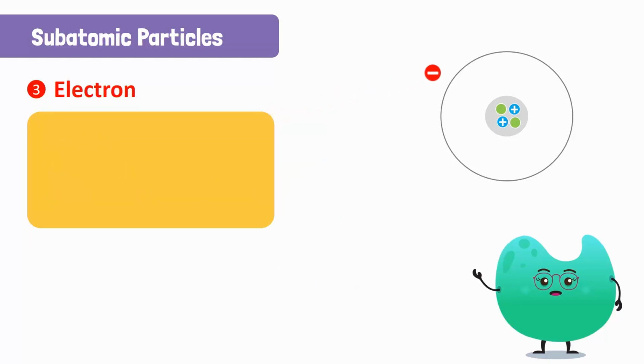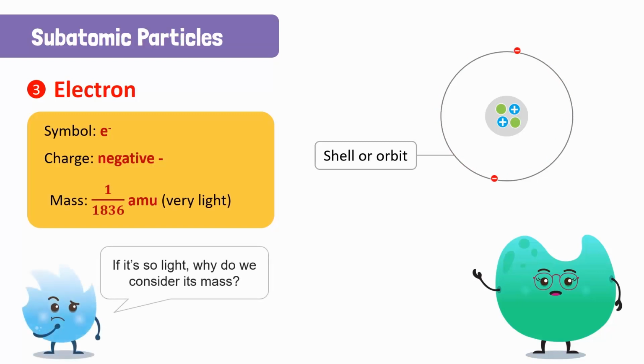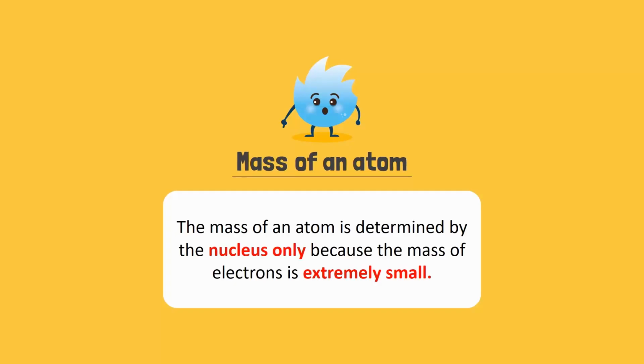This is an electron, represented by a small e. The electron is negatively charged. It is present in its own electron shell or orbit, going around the nucleus. It's very light, almost 1,836 times lighter than the others. The mass of an atom is determined by the nucleus because the mass of electrons is extremely small.